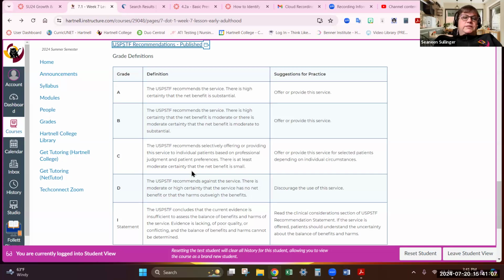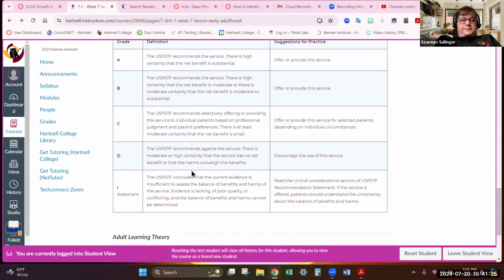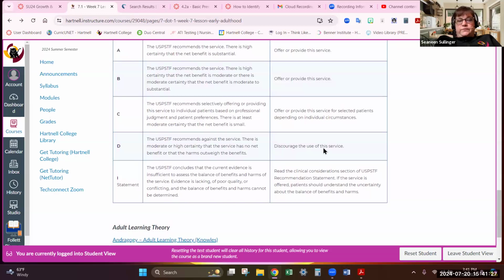So there's moderate certainty that the net benefit is small. So it's not as sure a thing as A and B. So the provider might offer or provide the service for selected patients, depending on what's happening. And then the D would be discourage the use of the service. So the U.S. Preventive Services Task Force recommends against the service, or I, which is the current evidence is insufficient to assess the balance of benefits and risks for the particular service.